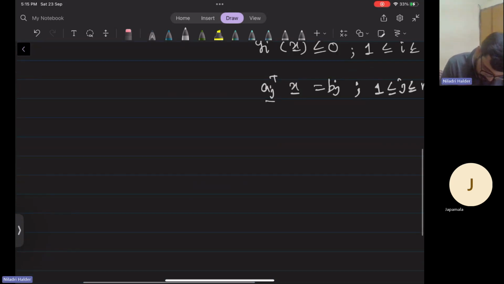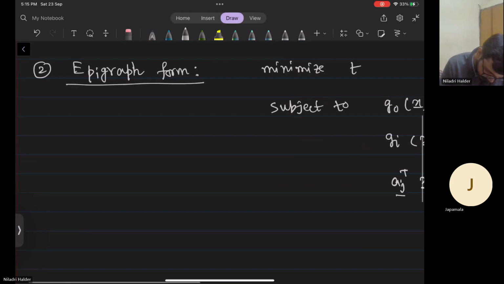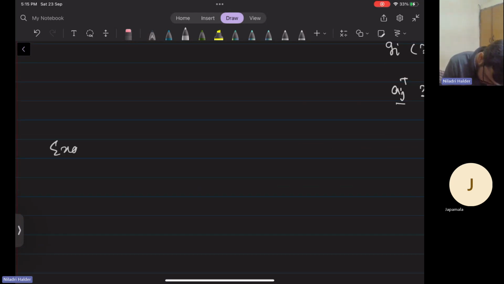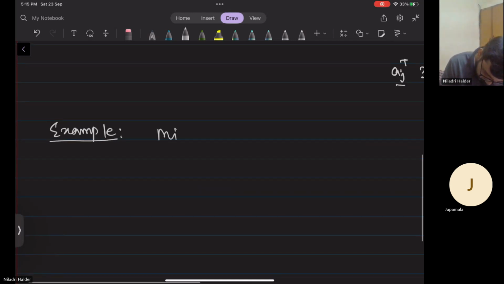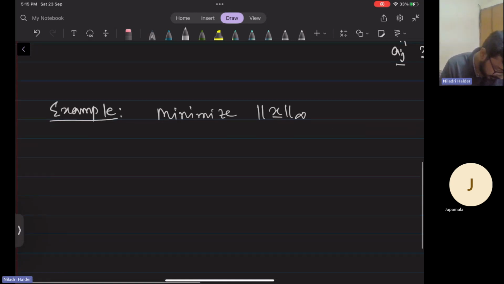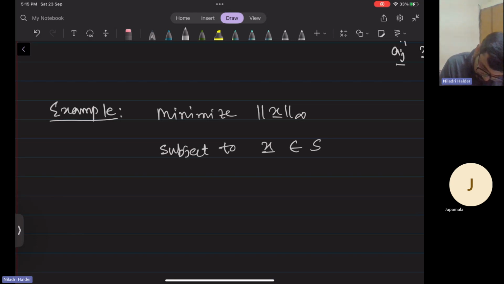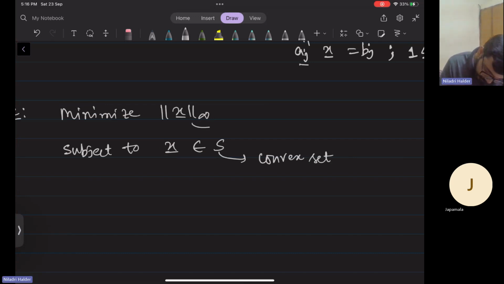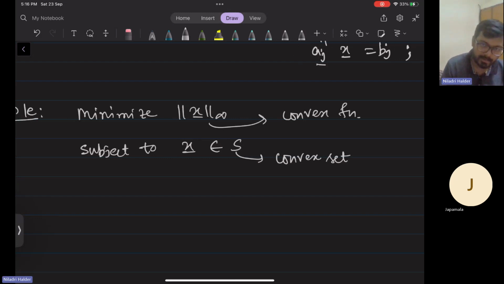So, one example professor has given for this form. So we can take that example. Minimize the infinity norm of x, where the constraint is that x belongs to some set. So let us take this is a convex set, and this is also a convex function. So this optimization problem is a convex optimization problem.